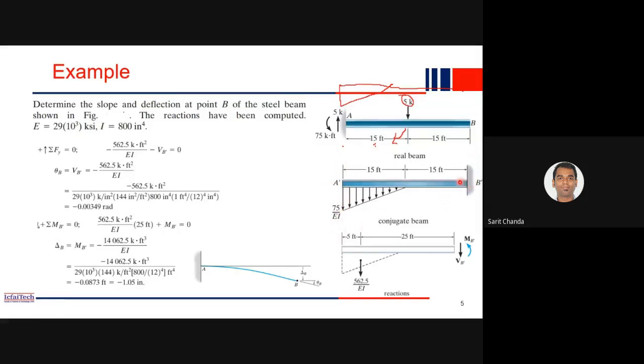So now we have to find out how much the shear force is. So our question is what? We have to find out the slope and deflection at B. At this point, we have to find out the slope and deflection.